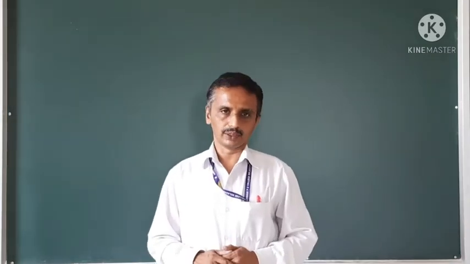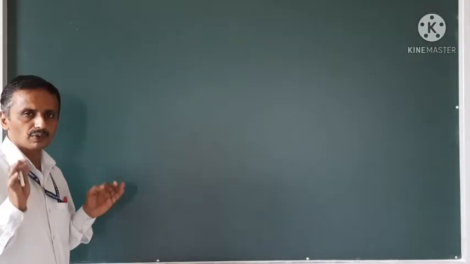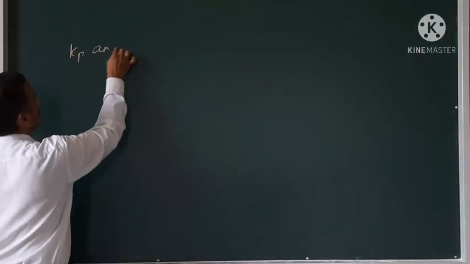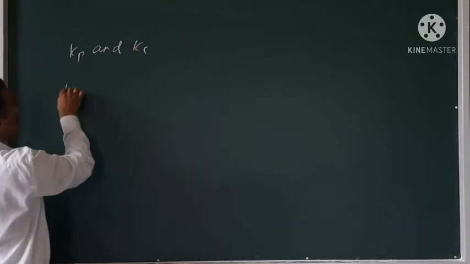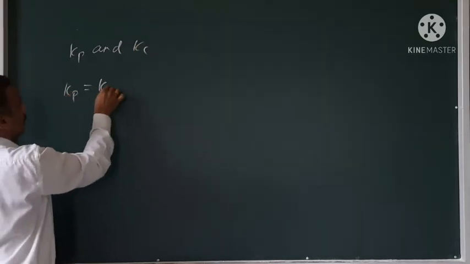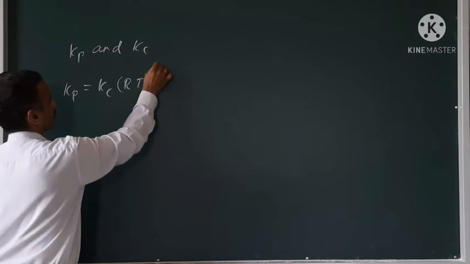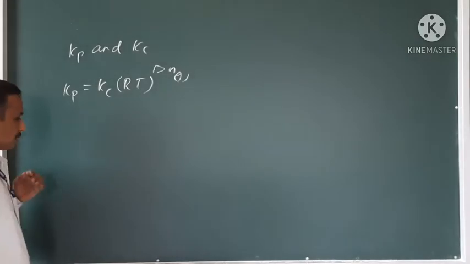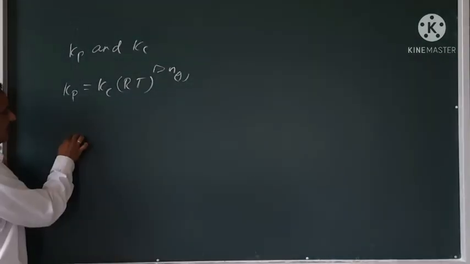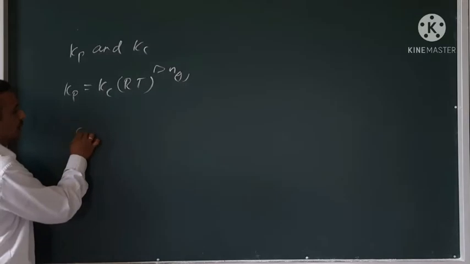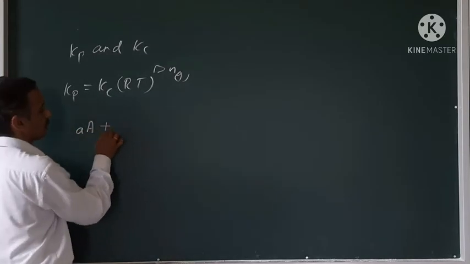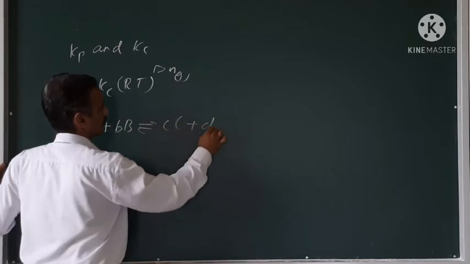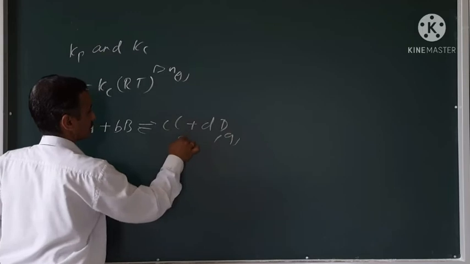Hello students, good morning. In the previous video, I discussed the relationship between Kp and Kc. So Kp was Kc into RT to the power delta N of the gas. Now see, when I see the calculation of Kp for the reaction aA plus bB giving cC and dD, all are gases, is it.